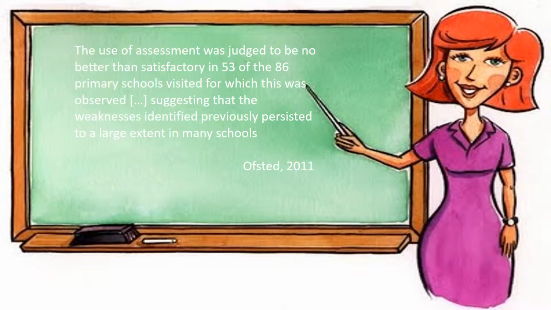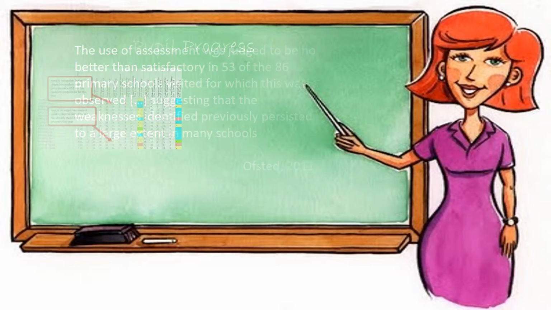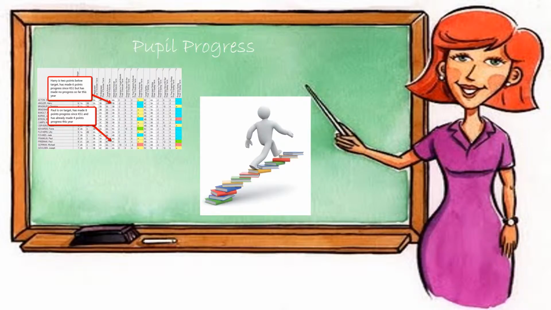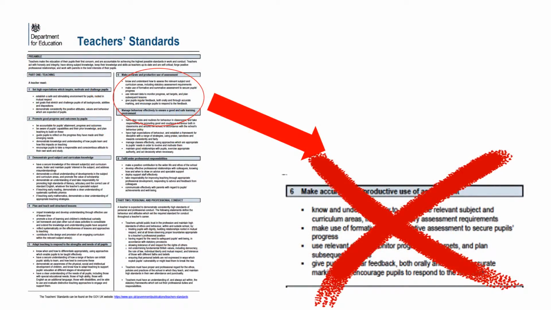Whilst teachers are expected to assess children in every area of the curriculum, a recent Ofsted report found that assessment for computing was judged to be no better than satisfactory in 53 of the 86 primary schools observed. Furthermore, Ofsted reported that a lack of tracking of pupil progress has led to children and teachers becoming disconnected from their awareness of their current level of attainment and subsequently were unsure of what they needed to do to improve their work. Failure to assess children effectively in computing means, as a profession, we are failing to meet Teaching Standard 6.